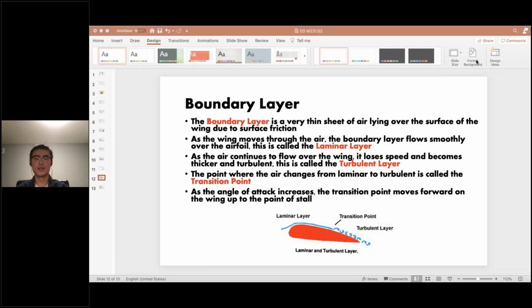That's going to help you create the lift even more so. And the turbulent layer would be where the air molecules lose speed and they don't travel as smoothly. And the point where the laminar layer transitions into the turbulent layer is literally called the transition point. And as the angle of attack increases, as you pitch up and up to gain altitude, the transition point moves forward, and then you'll no longer have any molecule that is traveling smoothly over the top of the wing. That's when you stall, like I mentioned before.